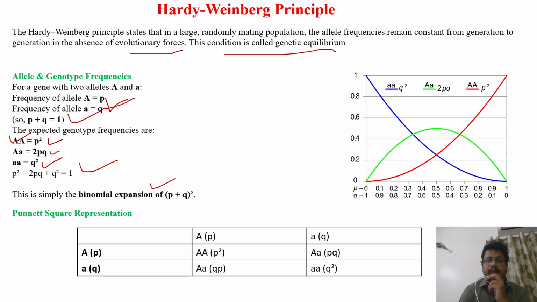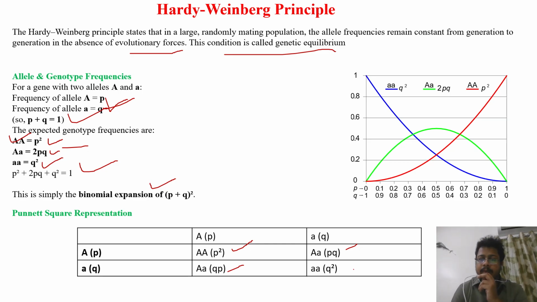So this is a binomial expansion of (p plus q) square. This can be explained from the Punnett square representation. So this is the probability p square, and these two pq's are added to get 2pq, and this is the q square.